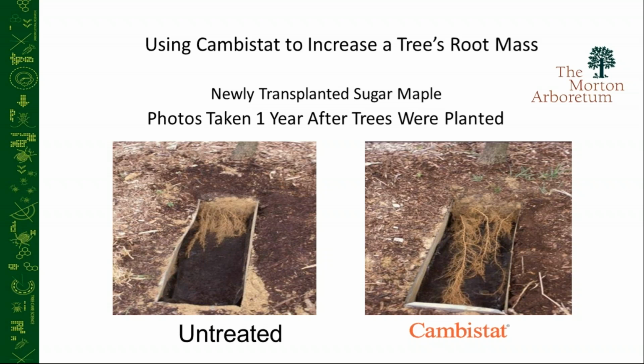And then also the roots are able to push out further from the tree faster. So this was an interesting study from the Morton Arboretum on sugar maples that were transplanted. So the root balls were probably right about where the initial box where the root system started. And then as they grew into that soil matrix, you can see how much more root development there was with the Cambistat versus untreated. Using it in newer plantings in tough growing environments is really going to be a nice benefit for you.